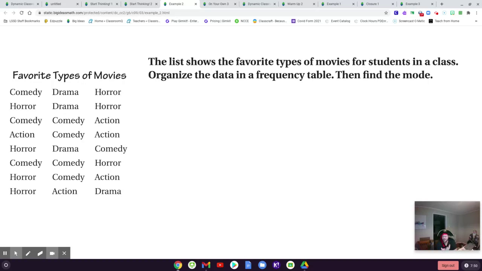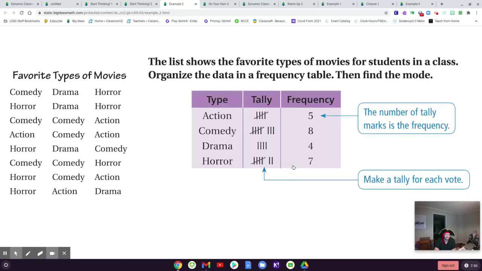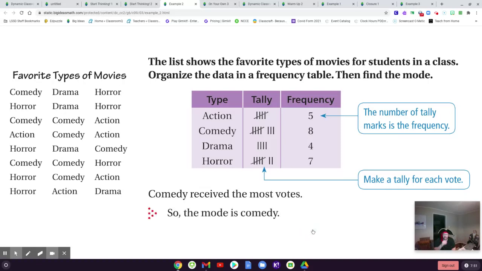All right, it's hard to tell from this list. So a lot of times what you're going to want to do is organize the list. And a good way to do that is called a frequency table. A frequency table is also called a tally table. As you're going through the list, you put a little tally mark for how many people said that. And you find out, oh, there's 8 comedies on this list, 7 horror movies, 5 action movies, and 4 dramas. So the mode, the one that shows up the most, is comedy. Therefore, comedy is the mode. The mode is comedy for this list.